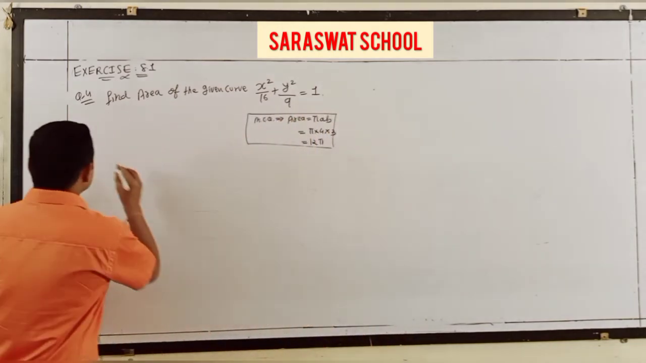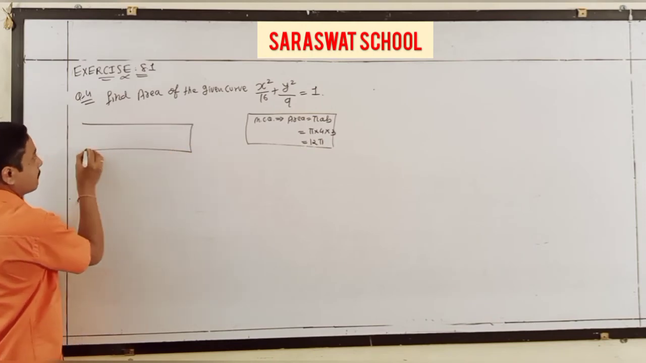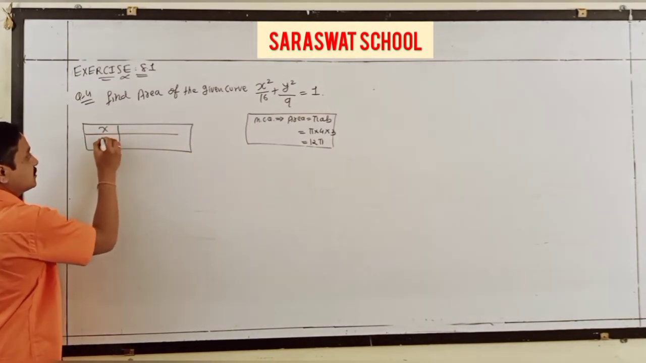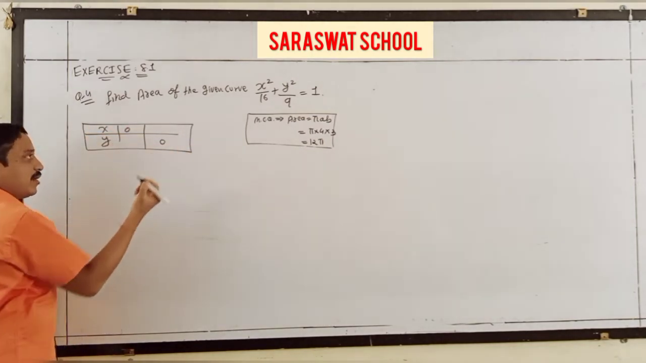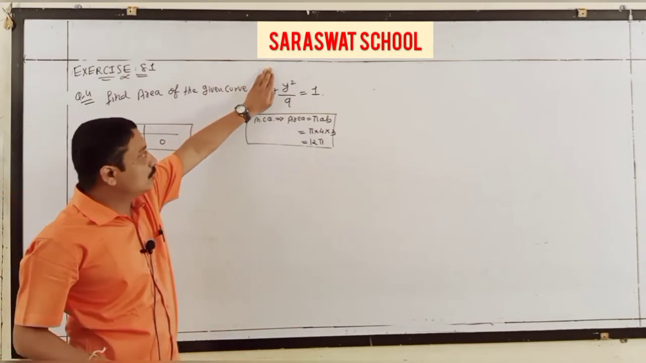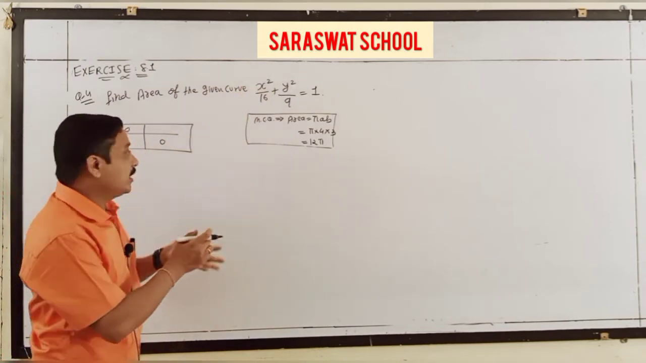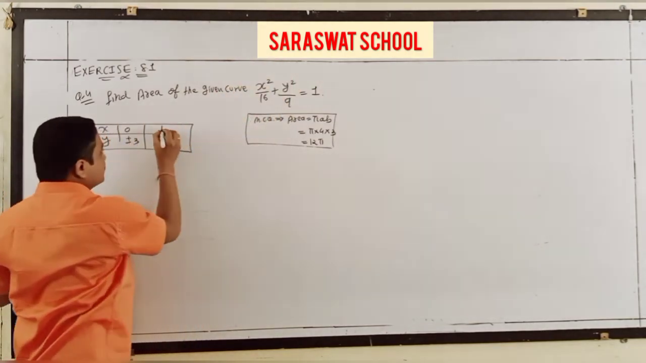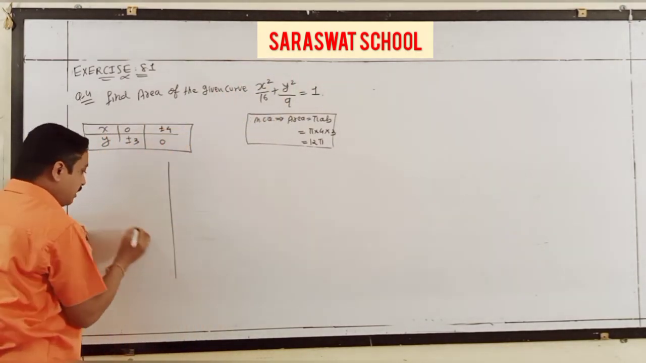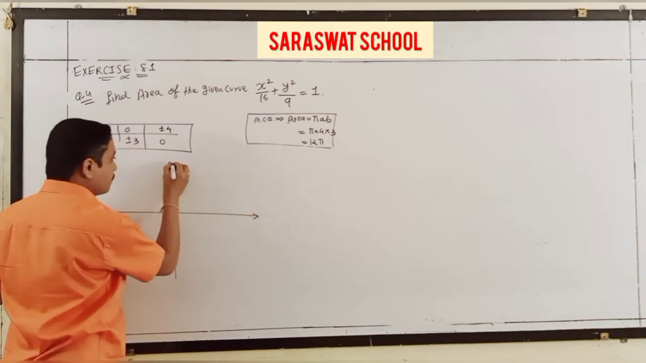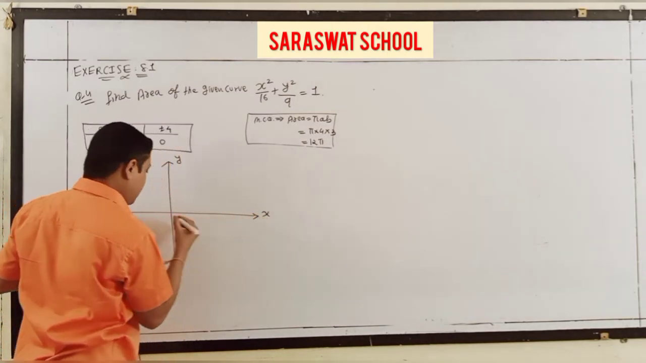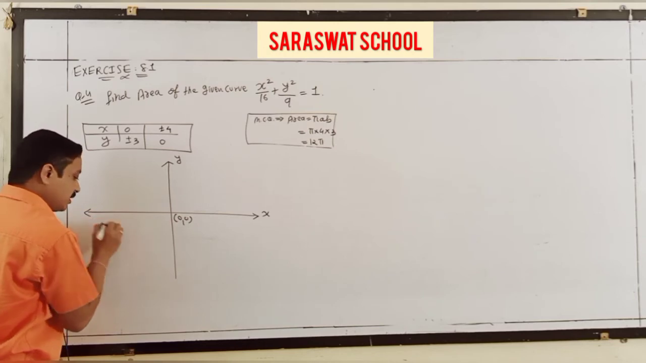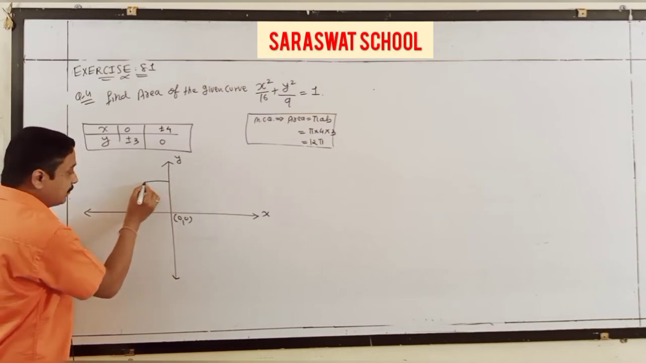Now I will plot and draw it respectively. Here we will take x equal to 0 and sometimes y equal to 0. Taking x equal to 0, y square is 9, y is equal to plus or minus 3. And if you take y equal to 0, then x is equal to plus or minus 4. So your elliptical points are done. In this way, y, x, origin, and that is your ellipse.